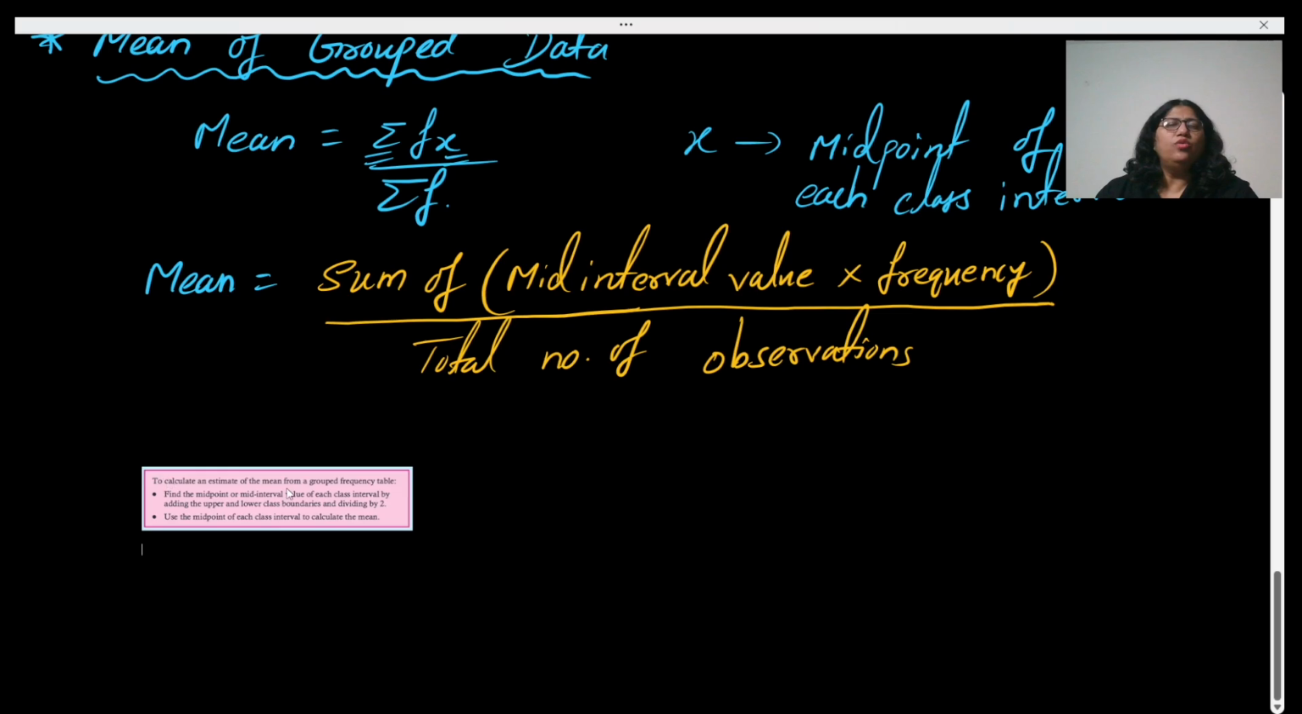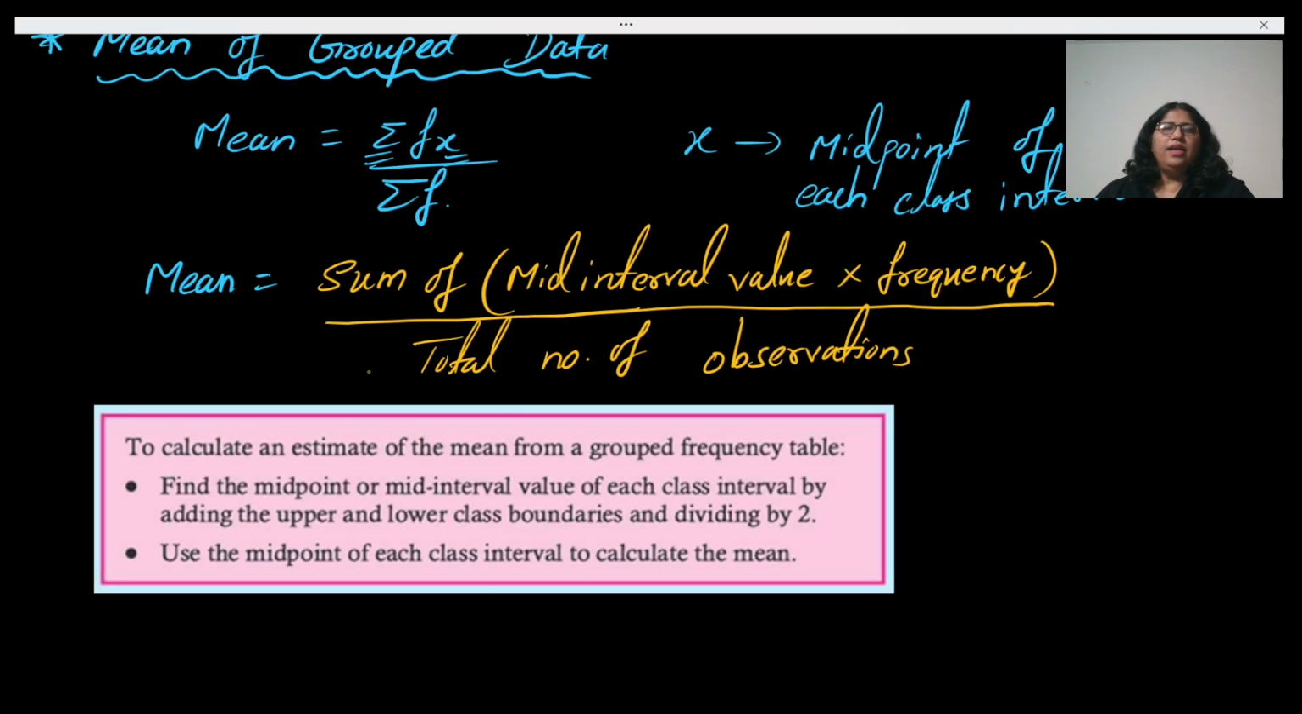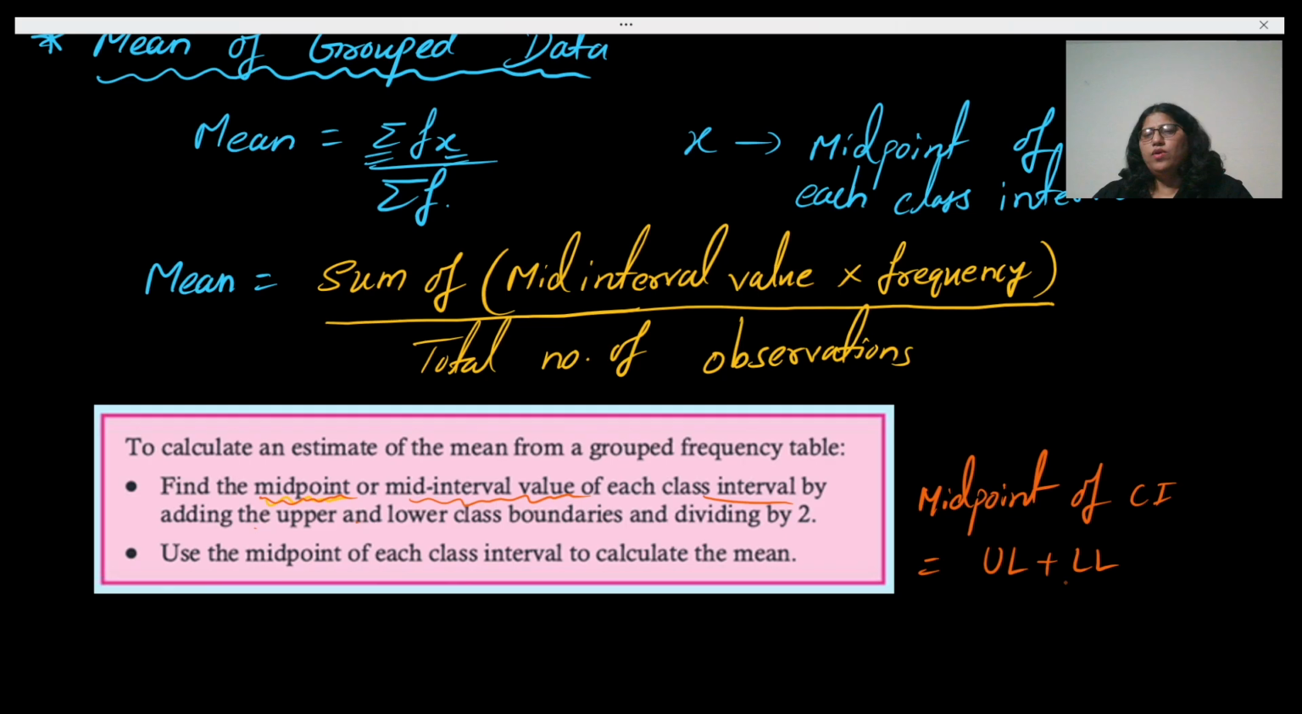First thing, whenever there is grouped data, we'll take one example so that you will understand each point, how you are going to use it. It's written: to calculate the estimate of the mean for the grouped frequency table, first you need to find the midpoint, or mid interval value, of each class interval by adding the upper end. So what is going to be the midpoint here? One more thing: if I'm taking the midpoint of a class interval, I take upper limit plus lower limit by 2, or lower limit plus upper limit by 2.